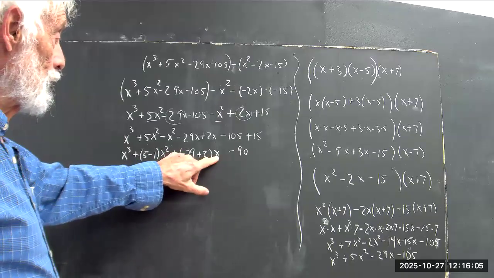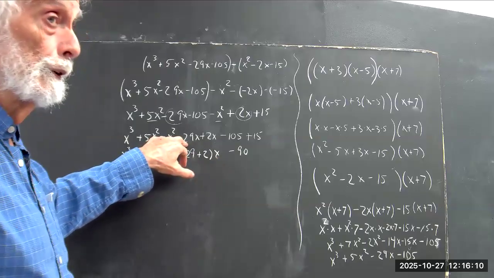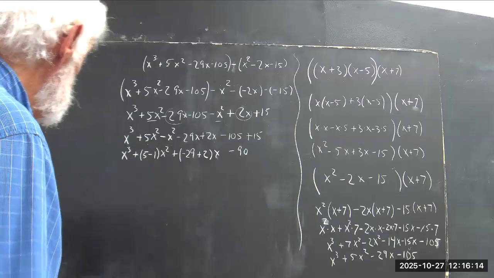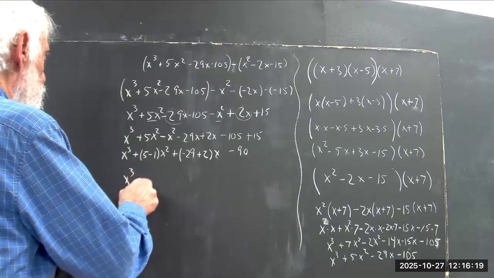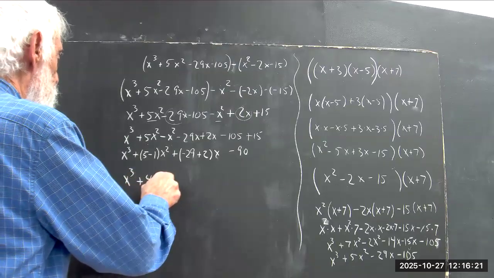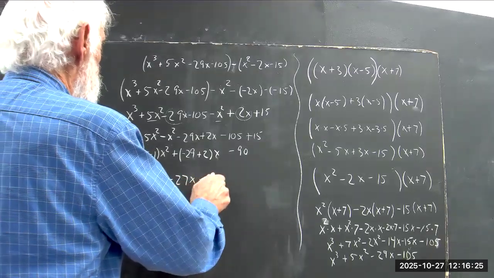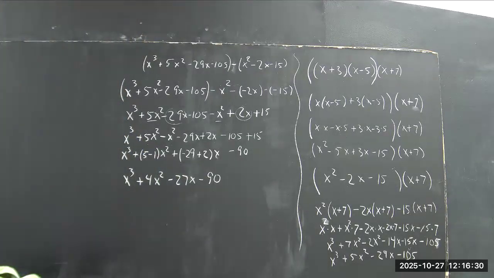And again, that's got to be right because I can check myself. Negative 29 times x, well, there it is. And plus 2 times x, there it is. So now I have x cubed plus 4x squared minus 27 times x minus 90. And in the unlikely event that I did everything correctly, that should be correct.